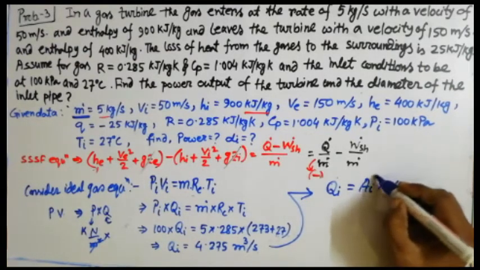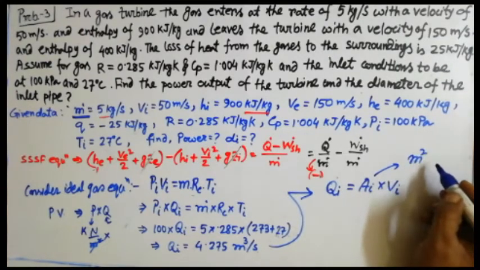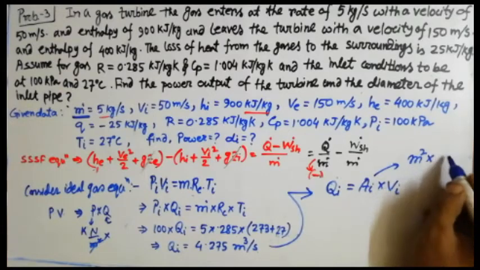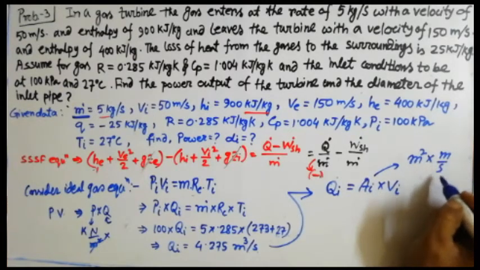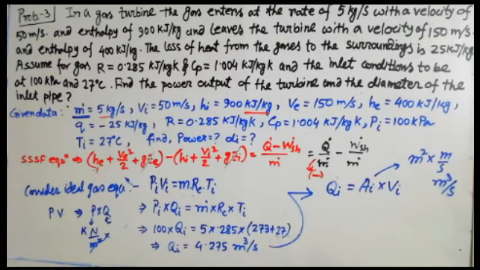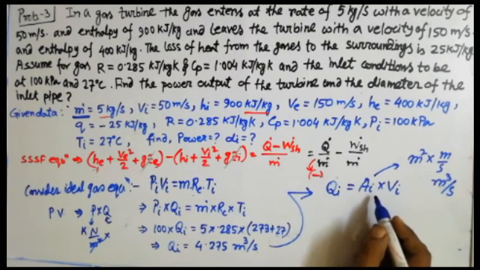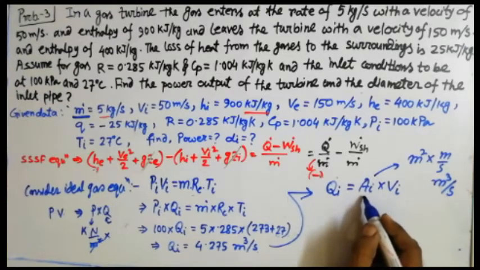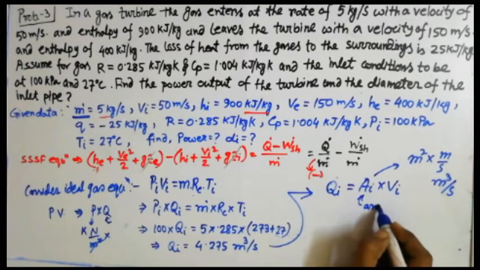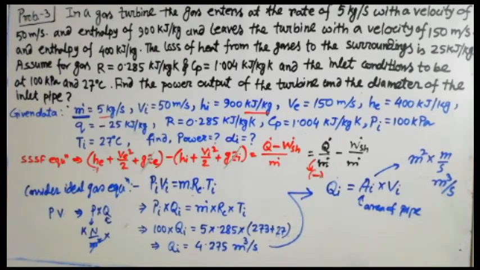How? Very easy. Again use the unit. Ai is nothing but area, so it comes with meter square, and velocity comes with meter per second, so it produces meter cube per second. Area of what? That is the area of the flowing medium, that means inside the pipe the gas is flowing, so it is the area of the pipe, and Vi means the velocity at the inlet.